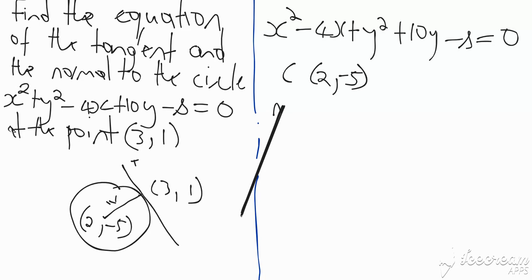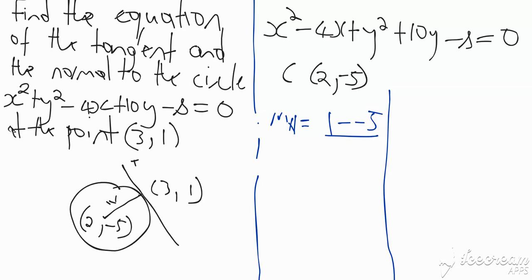So let me have Mn equal, and you know the formula for the gradient. So we have y2 minus y1. So probably we can call (3, 1) x2 and y2. So I'm going to have 1 minus negative 5 all over 3 minus 2. When you break this down, the gradient of my normal turns out to be 6 over 1, which is really just 6. Good.